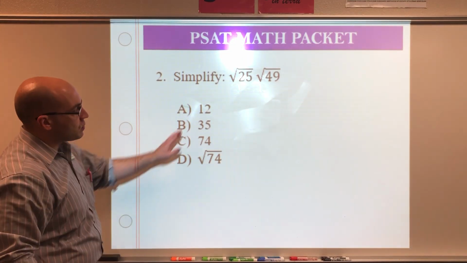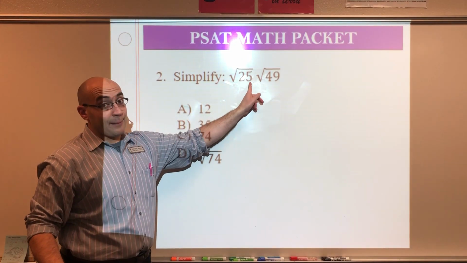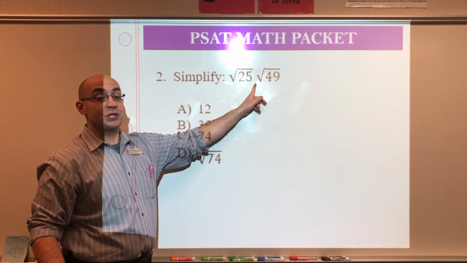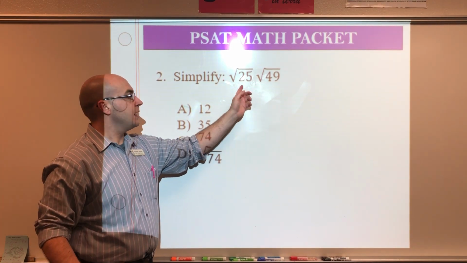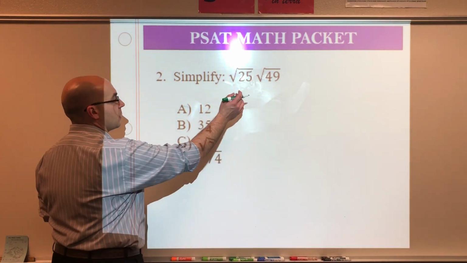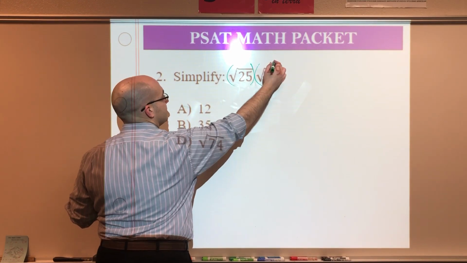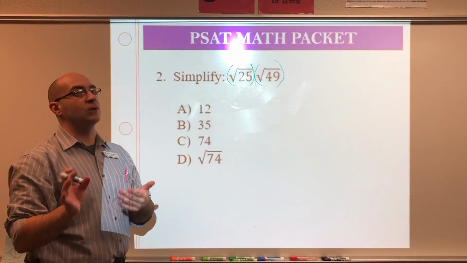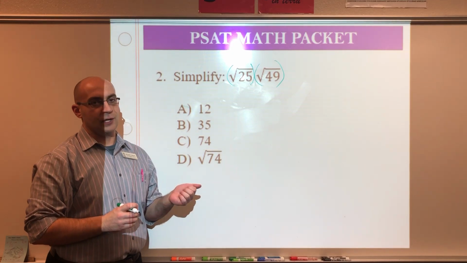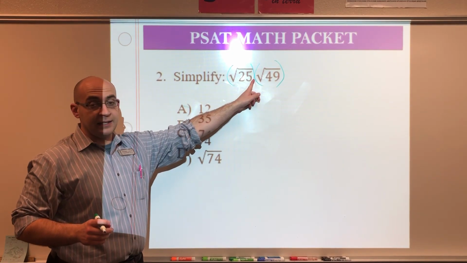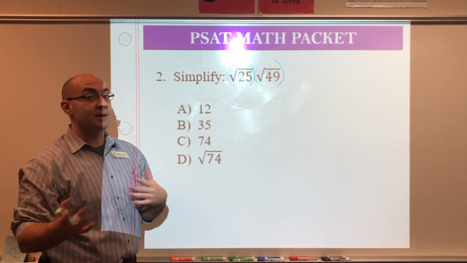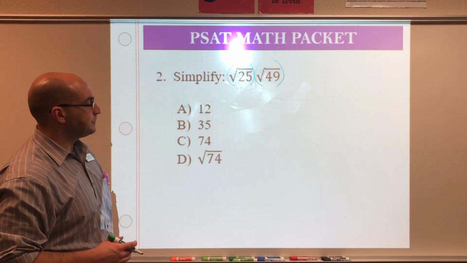Number 2. Simplify the square root of 25 times the square root of 49. Now, I don't see an operation here. I don't see a plus or minus here, which means that it's multiplication, okay? If you wanted to, you could put parentheses around these two, so you know for certain that there is multiplication going on. Again, if there was a plus sign in here or a minus sign in here, then I could use something else. But I'm going to multiply those things.